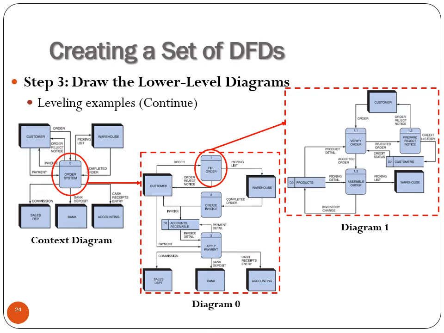In this example, process 1, fill order process, actually consists of 3 processes. Verify order, process 1.1, prepare reject notice, process 1.2, and assemble order, process 1.3. Refer to the diagram 1 DFD. All processes in this diagram are numbered using a decimal notation consisting of the parent's reference number, a decimal point, and a sequence number within the diagram.